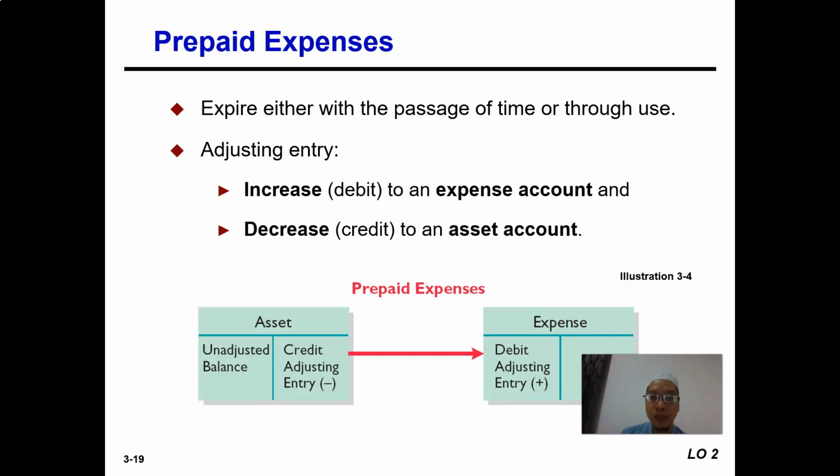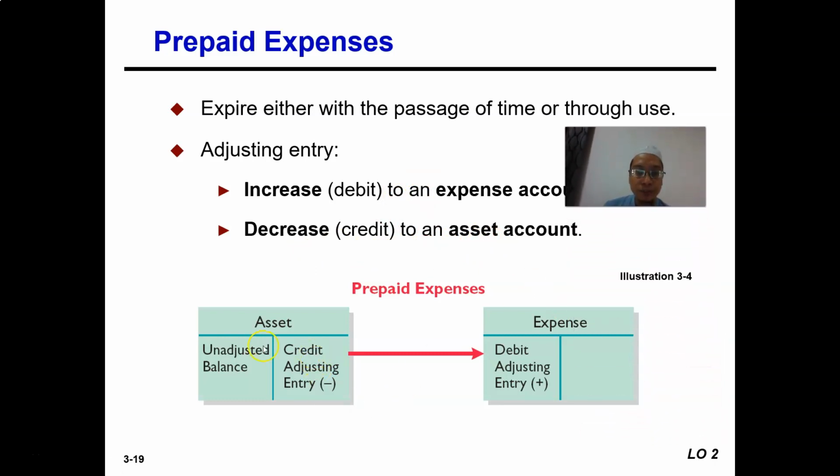Okay, so what happens here is that you will credit, or you will decrease the asset by crediting it, and the opposite side will be the increase in expense, or debiting the expense.